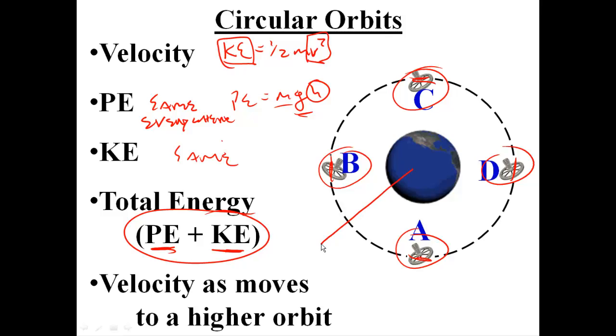Now what happens if we move our satellite to a higher orbit? Well, the potential energy increases, therefore the kinetic energy decreases. And in doing so, if the kinetic energy decreases, that velocity must decrease as well.